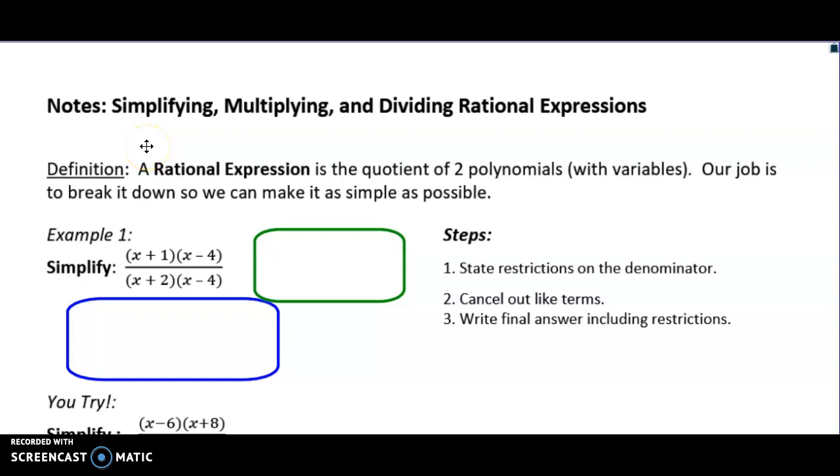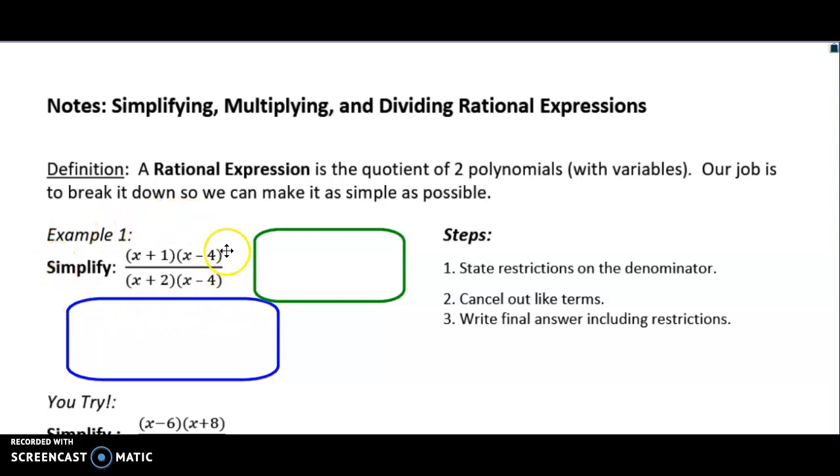Hello, today we are going to be working with simplifying, multiplying, and dividing rational expressions. Before we can start that, we need to talk about what is a rational expression. A rational expression is the quotient of two polynomials, meaning there's variables. Our job is to break it down so we can make it as simple as possible. Remember the word quotient, that means divide. So we are dividing two polynomials, and then we're going to simplify as much as we can.